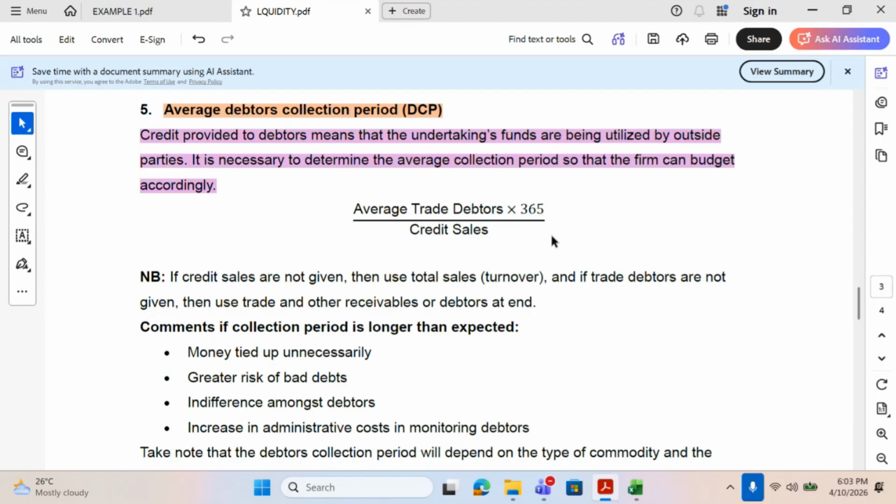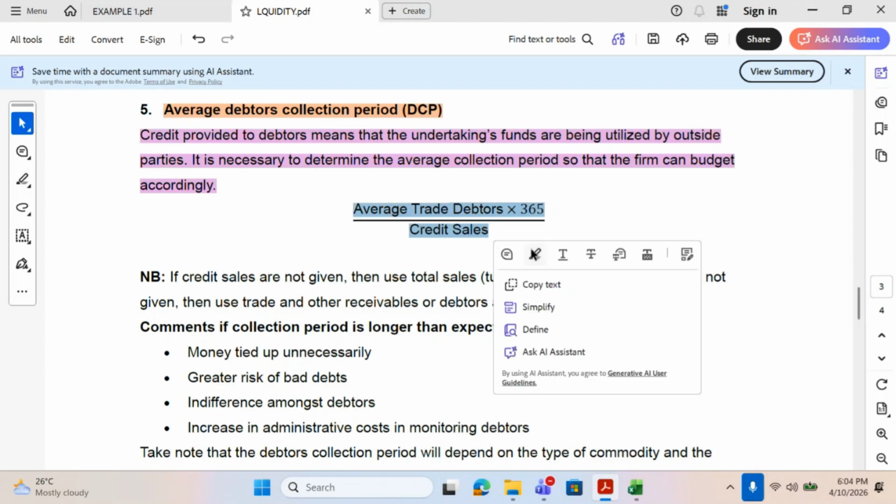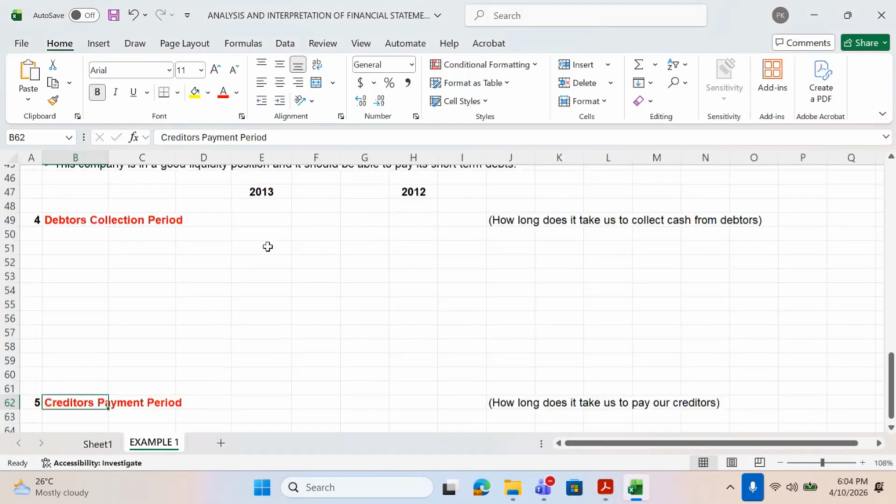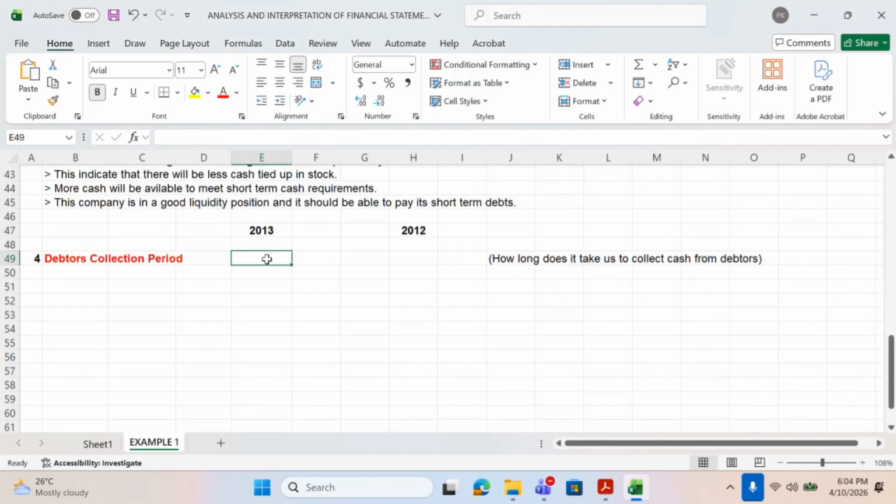Usually we have to collect cash from debtors within 30 days. That one is a must. And then if we're failing to do that, then we must show an improvement in the following year. But collecting cash within 30 days from debtors is crucial, very important. Average debtors multiplied by 365 over credit sales. Average trade debtors over credit sales multiplied by 365 over 1. This is the formula that we're going to be using to do the calculation, right? Debtors collection period, what is the formula saying? Is equal to average.